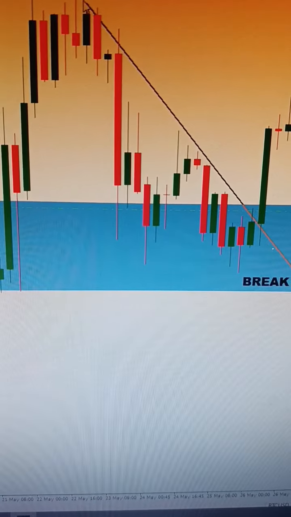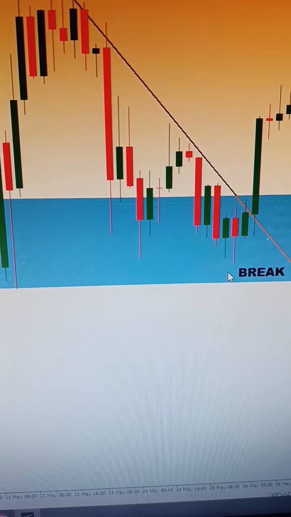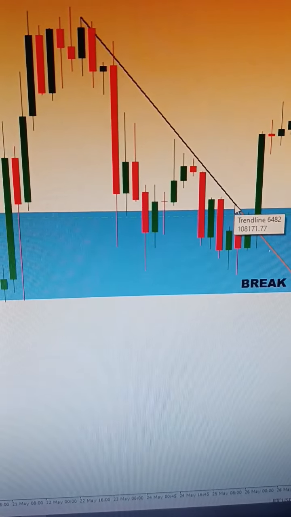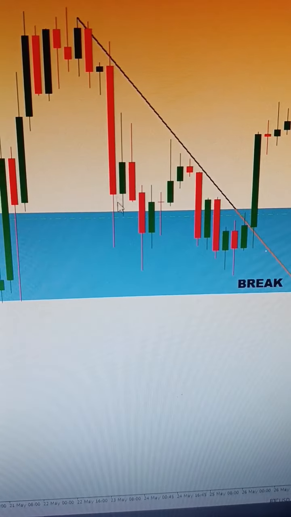Now, how do you tell that the pullback is over? There is a video on the channel on the different types of pullbacks. We've talked about the different types of pullbacks. And not only that, in book 7, we've talked about the move. How should be the move back?